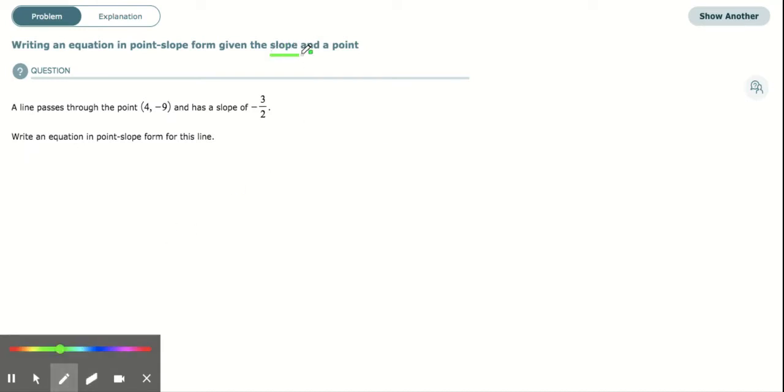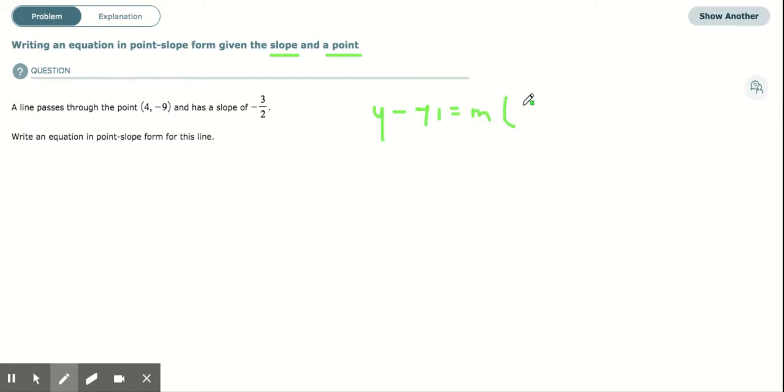So what we want to use is point-slope form, which is the formula y - y1 = m(x - x1). And this is actually derived from the slope formula, right? If you have the slope formula and you move some things around, you will actually be able to derive the point-slope form. So what you need to know is how to label this.